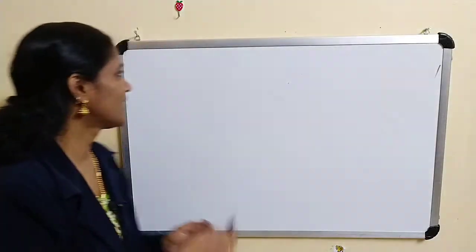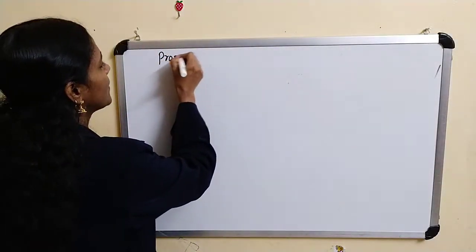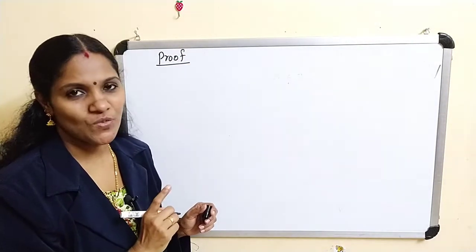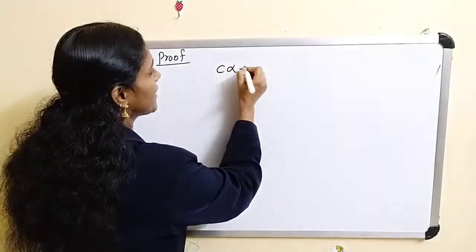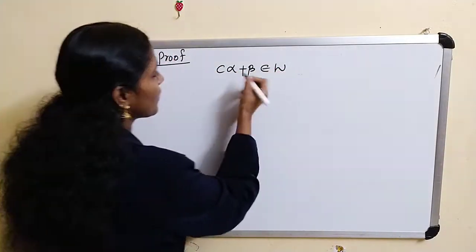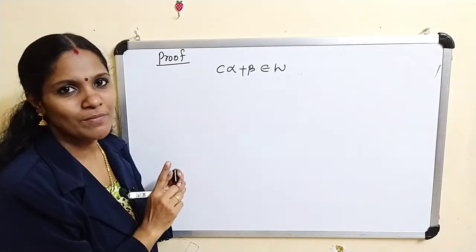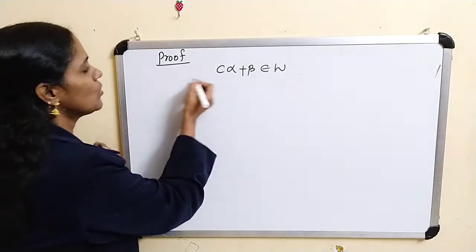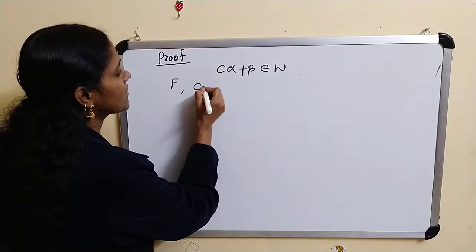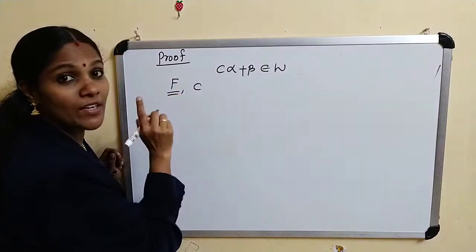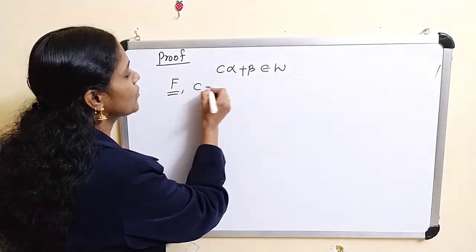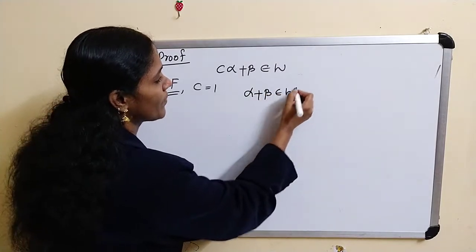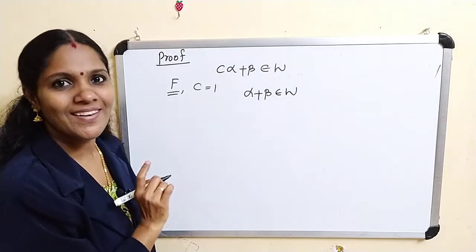Now moving to the proof. We suppose that W is a non-empty subset of V and satisfies the condition C alpha plus beta belongs to W for every C belongs to F and alpha, beta belongs to W. And we have to prove W is a subspace. F is a field, therefore clearly F contains the unity. Therefore 1 belongs to F. So you can take C equal to 1. That means alpha plus beta belongs to W. Therefore W is closed under addition.